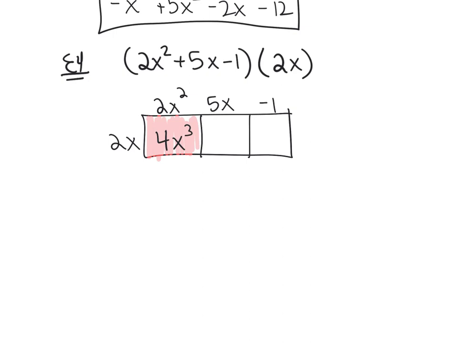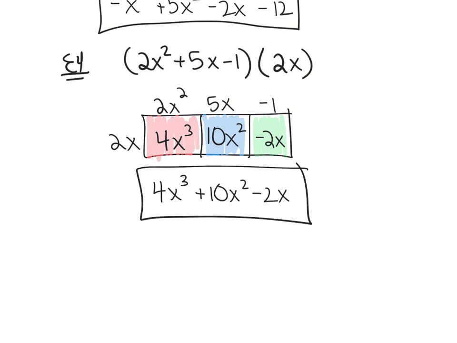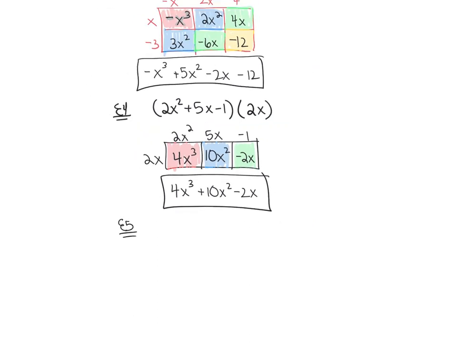And then here, you have 2x times 5x. So you're going to do 2 times 5, x times x. And then here, in the last one, you're going to do 2x times negative 1. And 2 times negative 1 is negative 2, and then you have your x. And then you just add your like terms. There are no like terms. So it's 4x cubed plus 10x squared minus 2x. And the box method works for FOIL too. If you feel good with this, you can stop watching.